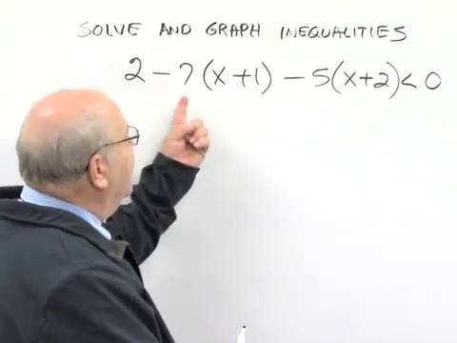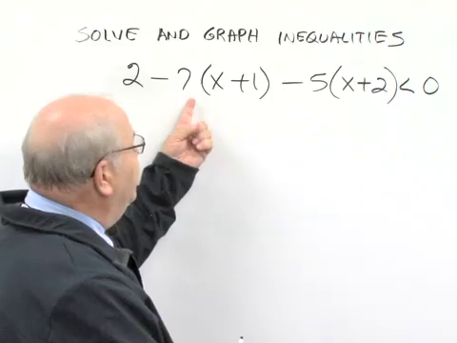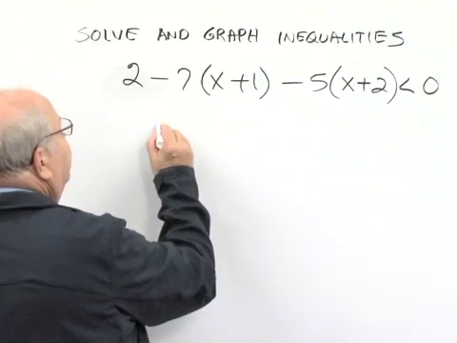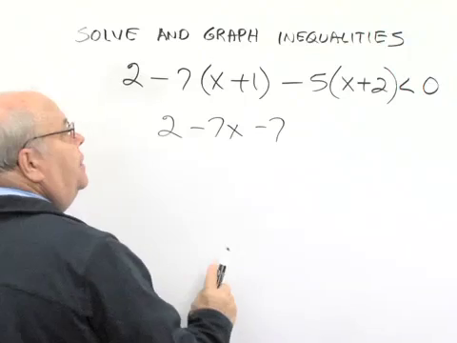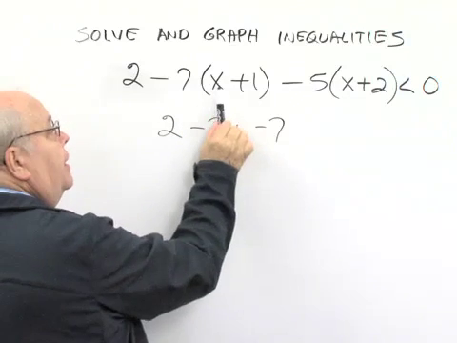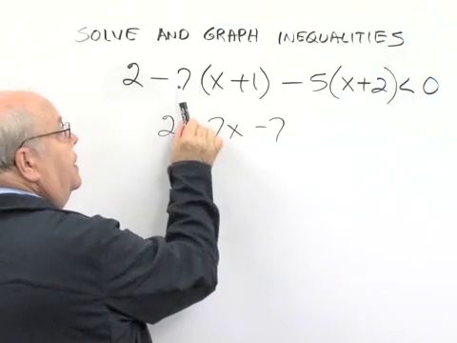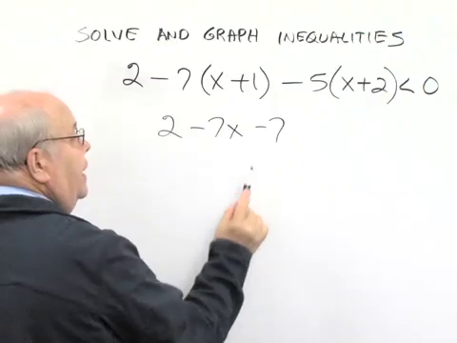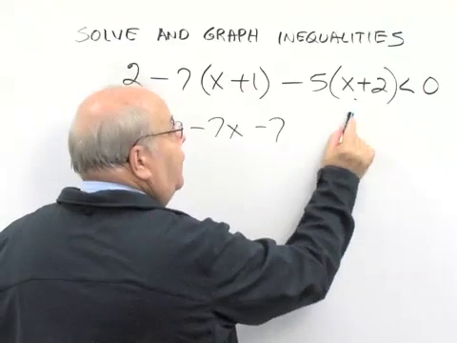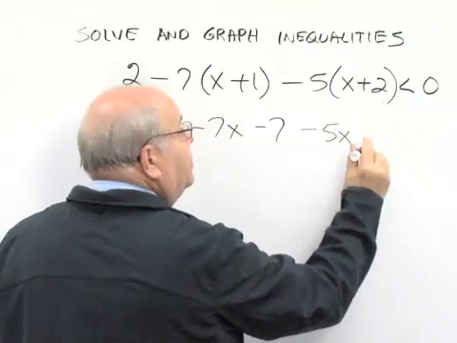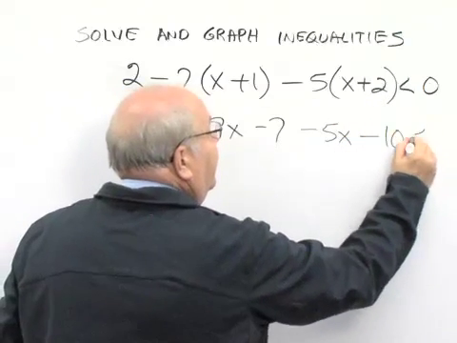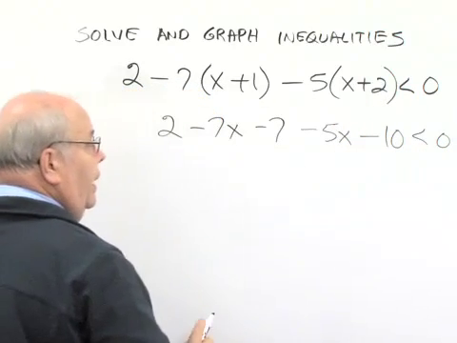Our first critical step is removing these two parentheses. The signs are critical. Minus 7 times x is minus 7x. Minus 7 times 1 is negative 7. Minus 5 times x is negative 5x. Negative 5 times 2 is negative 10. And we have this inequality.